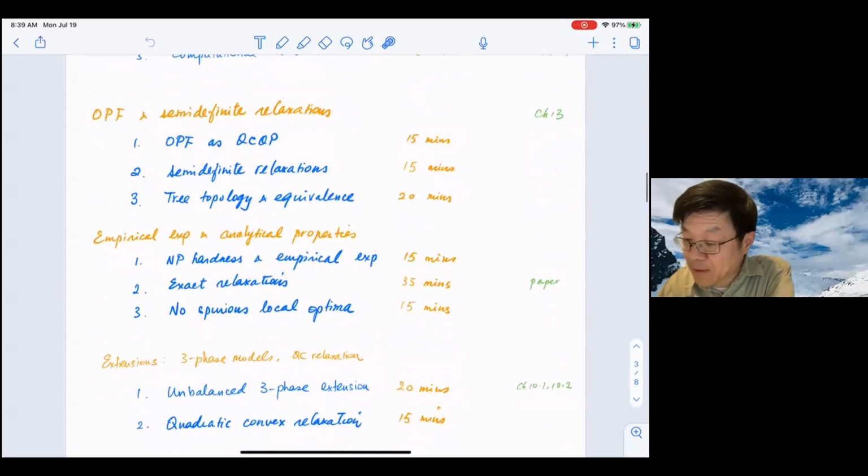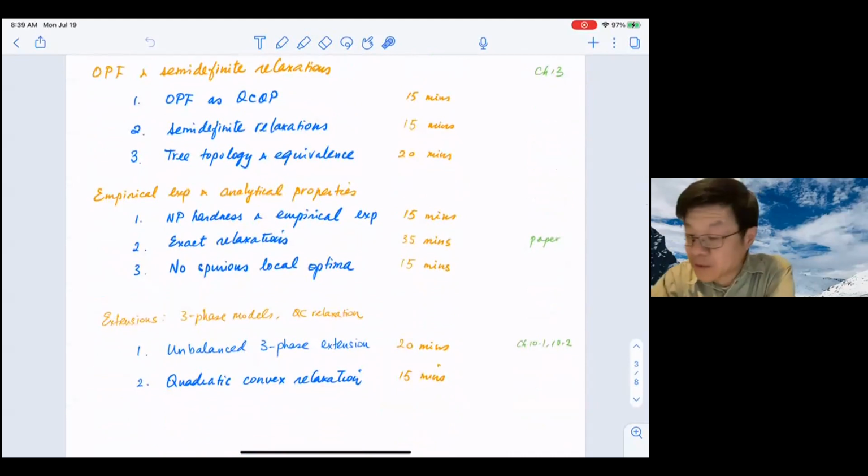And the third block examines some empirical experience with OPF. OPF has been proved to be NP-hard, so computationally it is hard in theory. In practice, it seems to be easy, in that if you run relaxations, typically the relaxations are exact and you get a global solution. If you just run local algorithms, such as gradient algorithms or Newton-Raphson, for example, it typically turns out you will get a global optimum. And this is great news.